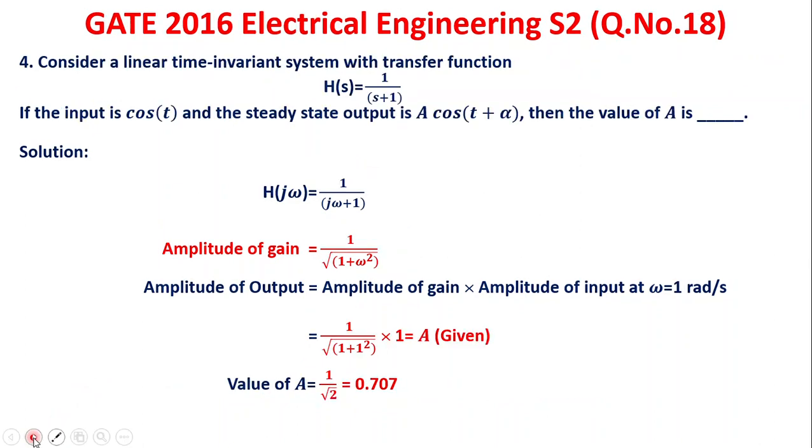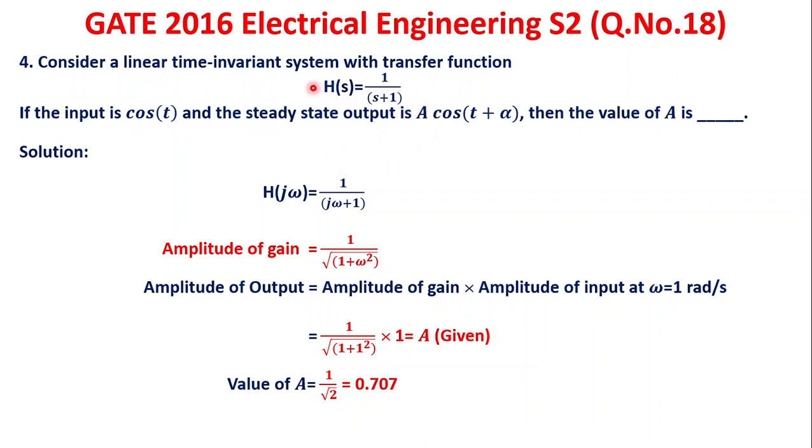Let us move on to the next problem. Problem number 4. Consider a linear time invariant system with transfer function H of s equal to 1 by s plus 1. If the input is cos of t and the steady state output is A cos of t plus alpha, then the value of A is dash. This question is taken from GATE 2016 Electrical Engineering set 2, question number 18. They are asking what is the value of A, that is the magnitude of the output.